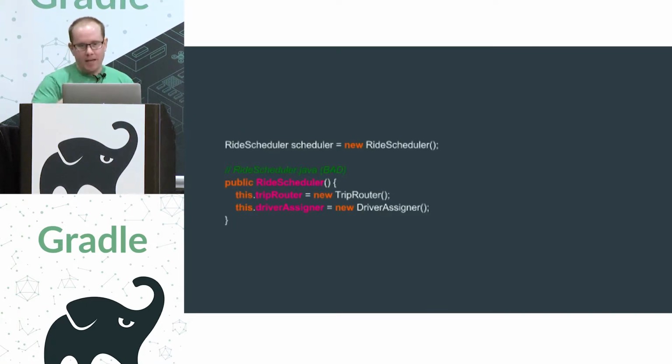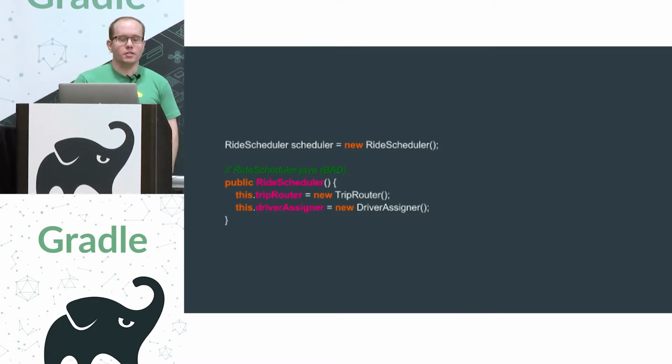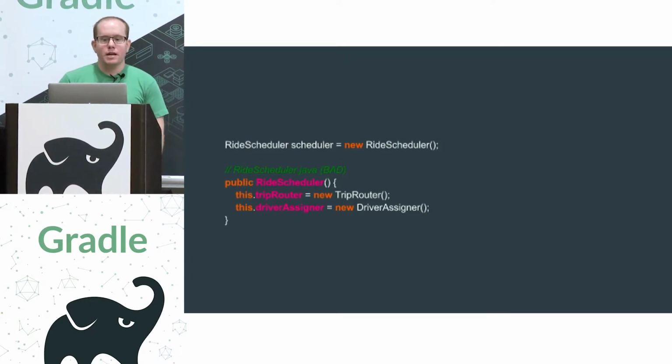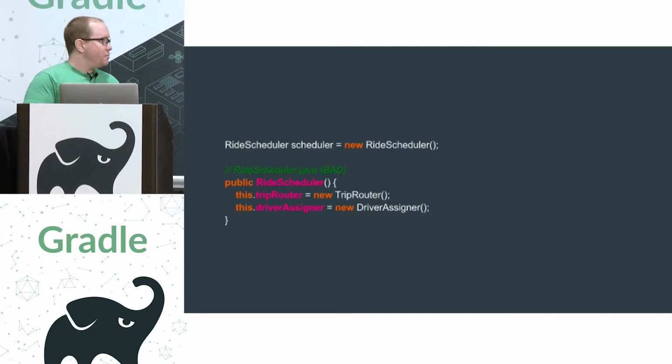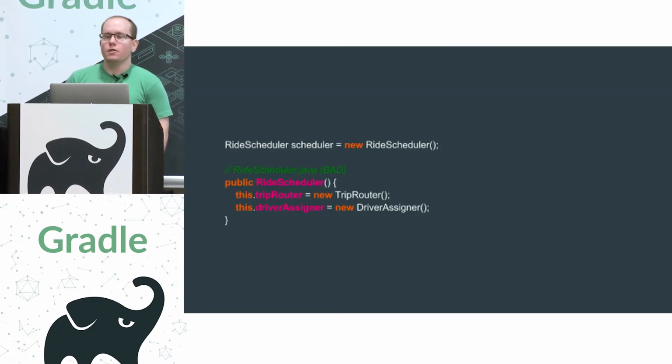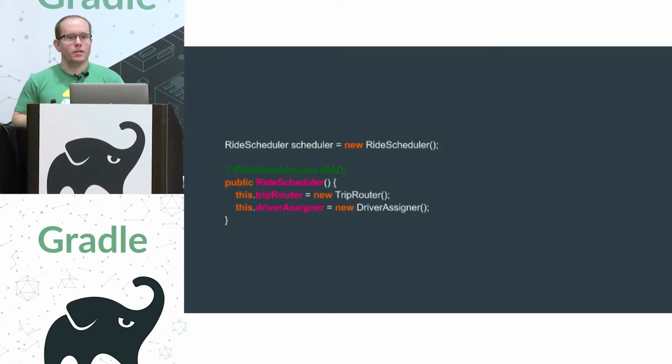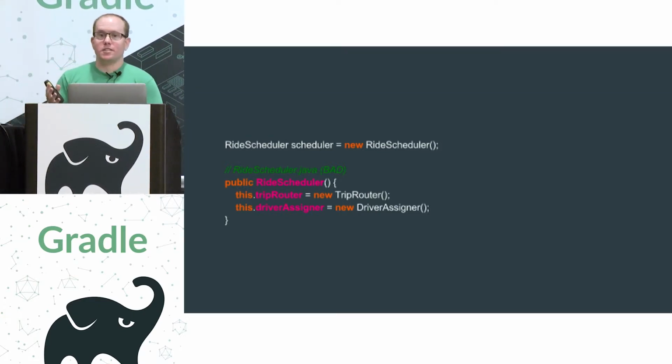And here's an example, again, continuing with this ride scheduling application. Let's say that we have a ride scheduler, and it depends on a trip router and a driver assigner. In this example, we're selecting the concrete implementations of those things inside the ride scheduler, which creates a number of problems for us. We cannot unit test the ride scheduler. We might be able to get away with an integration test. Then again, if it hits our production servers, probably not.